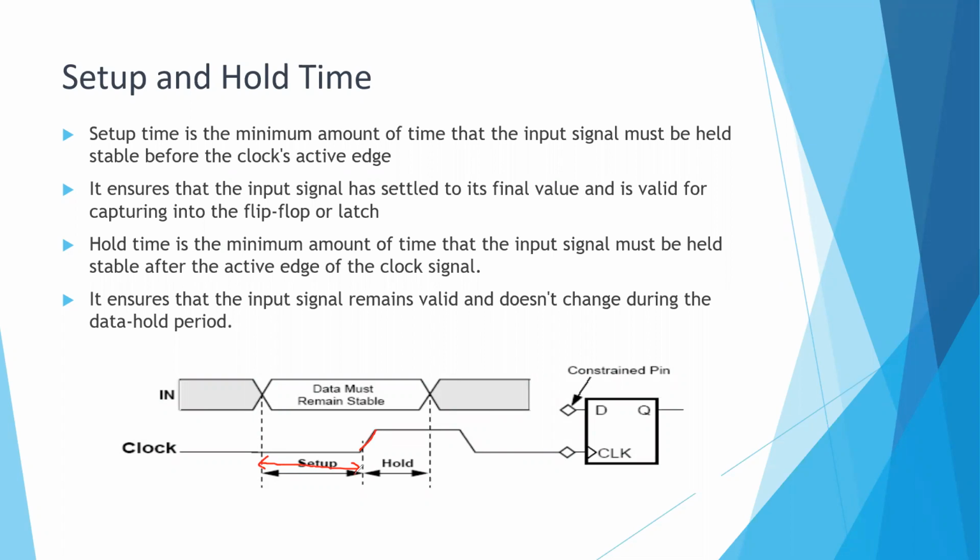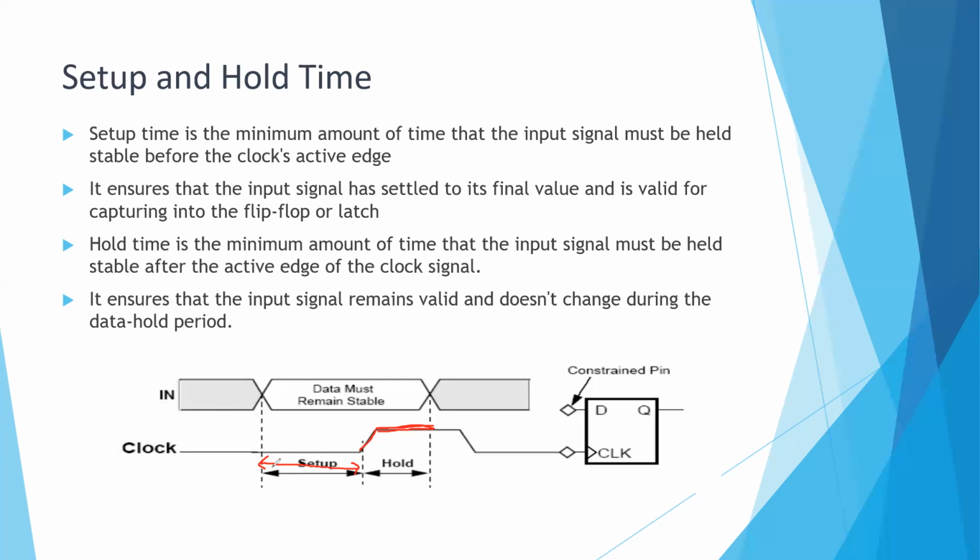Otherwise, if the data is not stable before the active edge of the clock, there are chances that incorrect data may get propagated throughout the circuit. The capture flop may catch incorrect data. So to avoid that, the data must be stable before the active edge of the clock. Similarly, hold time is the amount of time the input must be stable after the active edge of the clock. After the clock is active, the data is not supposed to change. It should remain stable for some time, and this duration is called hold time. So the data must remain stable before and after the active edge of the clock. These are the setup and hold time constraints.